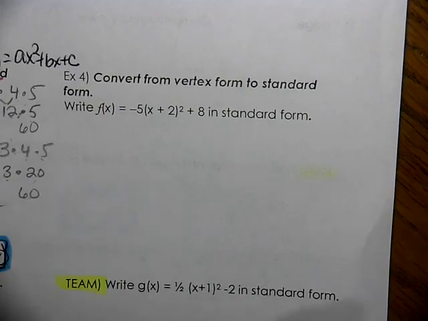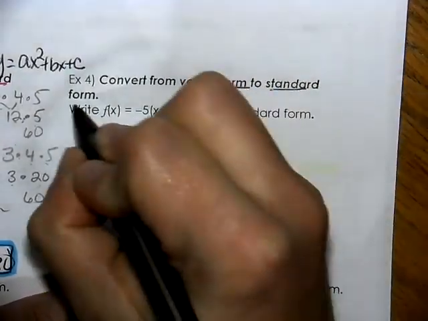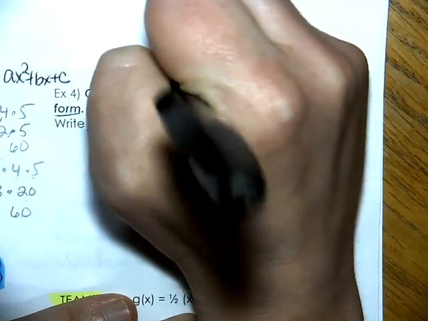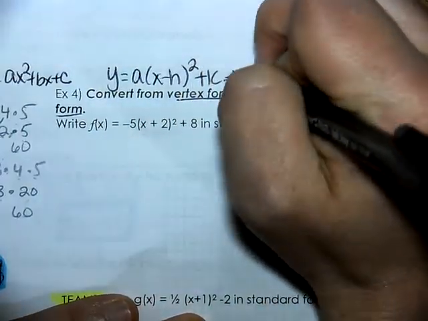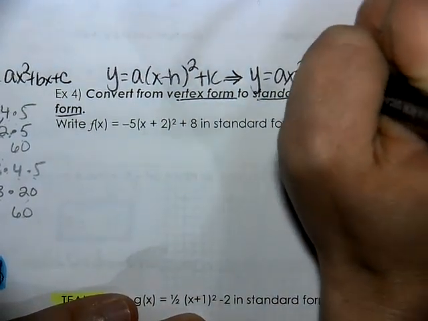Example number 4 is going from vertex form to standard form. So let's go ahead and remind ourselves of vertex form. Vertex form is y equals a times x minus h squared plus k, and we're turning that into y equals ax squared plus bx plus c.